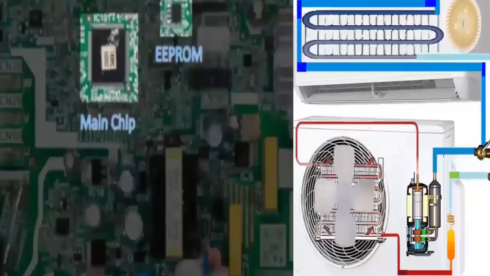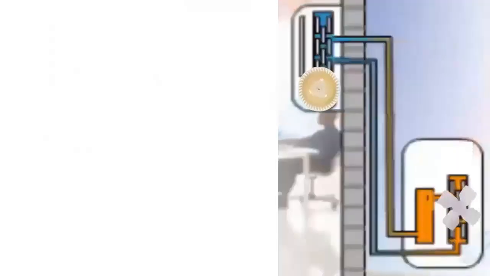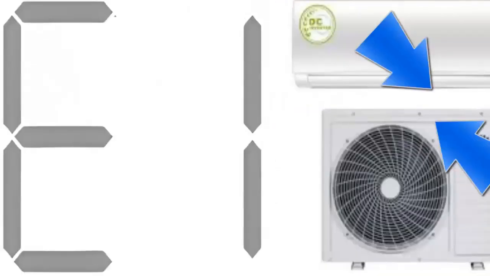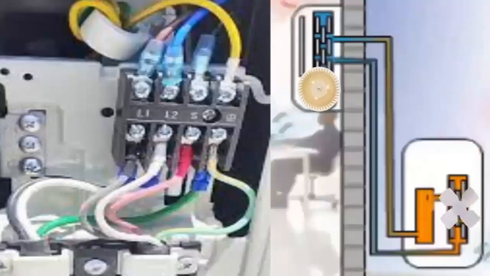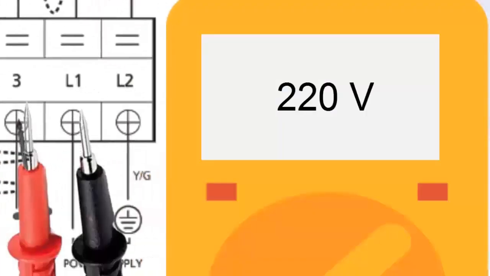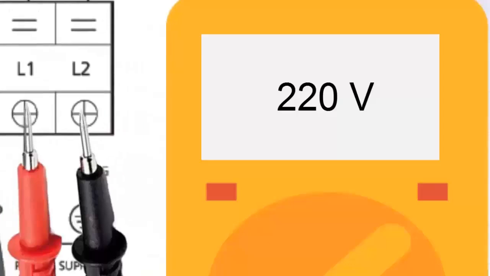Error code E1. This indicates a communication failure between the indoor and outdoor units. Solution: A. Check and secure the connections and the condition of the communication cable. B. Verify the stability of the power supply voltage. If the voltage is unstable, consider using a voltage stabilizer.